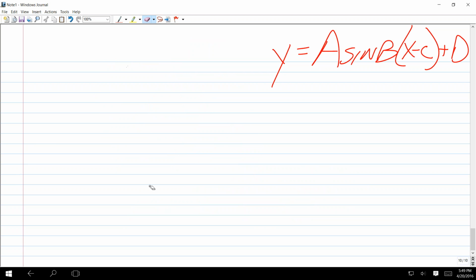There's 6 things you can do and only 6. You can do 2 things vertically, you can stretch it or shift it. You can do 2 things horizontally, you can stretch it or shift it. And you can reflect over the x-axis or reflect over the y-axis. That's 6 things.